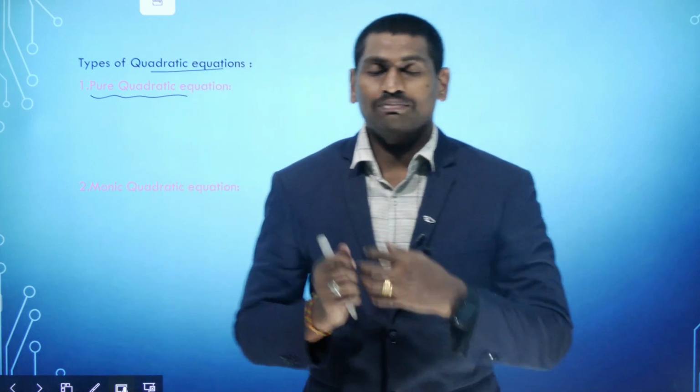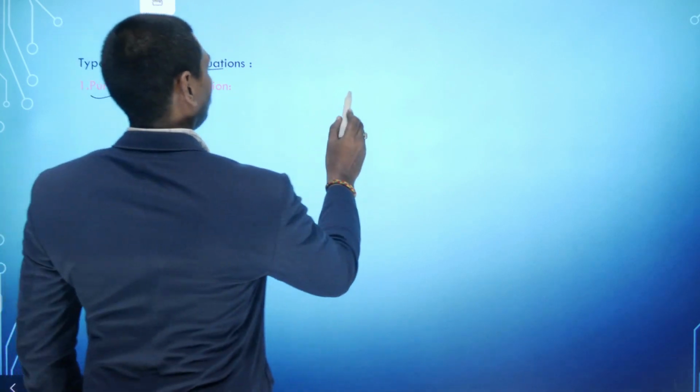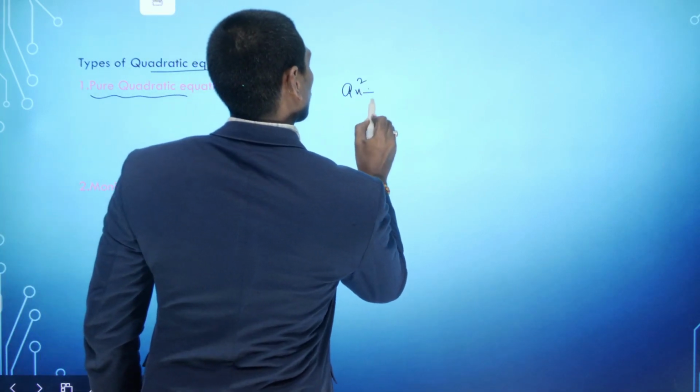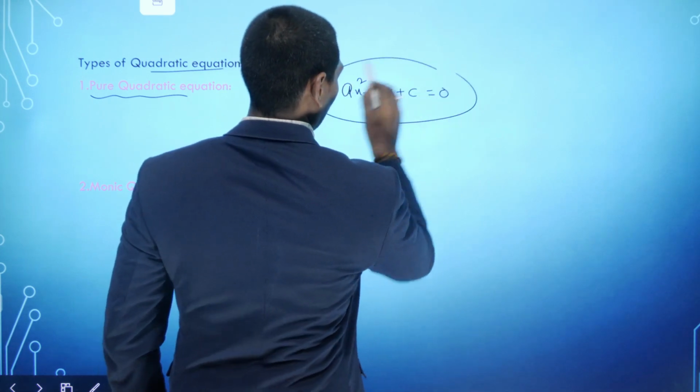First one, pure quadratic equation. There are some different types of quadratic equations. Among those, the first one is the pure quadratic equation. I am giving the definition of the pure quadratic equation by using the standard form or general form of a quadratic equation. What is the general form? ax square plus bx plus c equals 0.